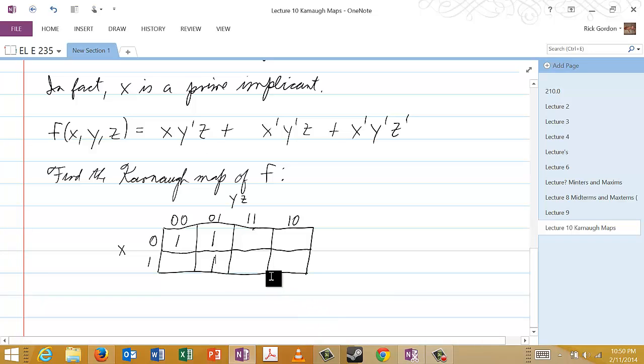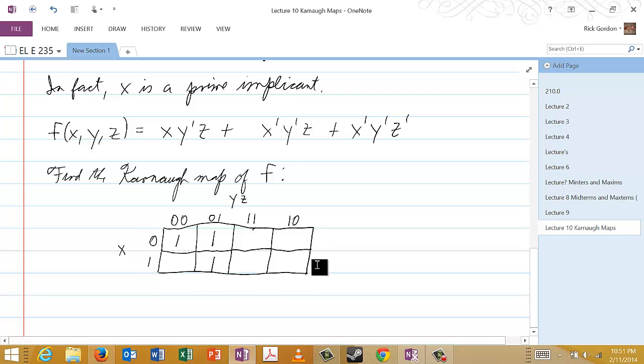Now we go to this situation. Since y is equal to 1 in this cell, y prime is 0, and 0 ANDed with anything is 0, so f is 0 here. And finally, in this case, since z is equal to 0, this term is 0. And there we have it. This right here is the Karnaugh map for the given function.